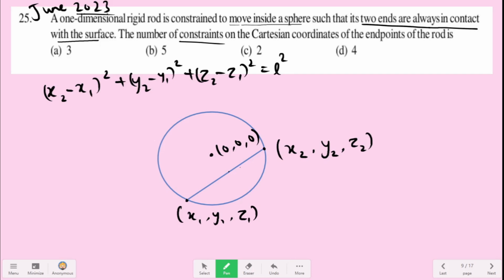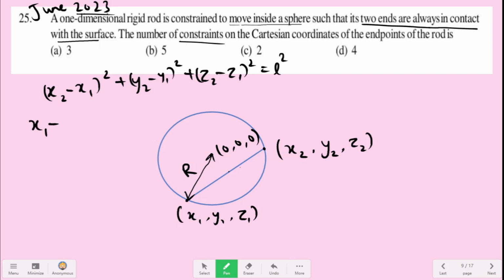Now another constraint is that this distance, the distance between the end point of the rod and the center of the sphere, will always be equal to r.